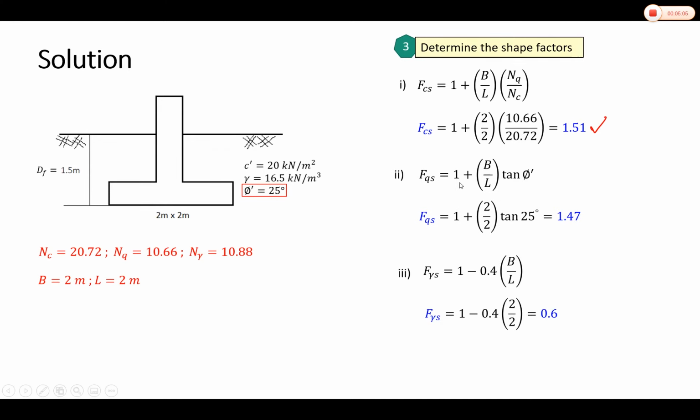Okay, now we need to continue with another shape factor. So we have FQS, and this is the equation. Using the angle of friction, we have FQS equal to 1.47 and F gamma S. Again, we will use B and L, so you will have F gamma S as 0.6.